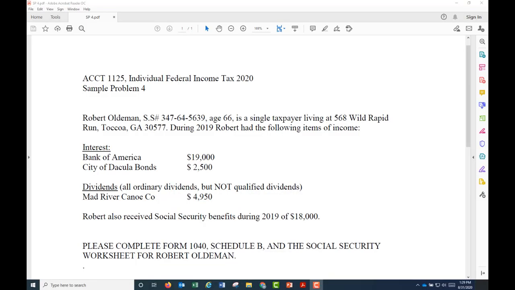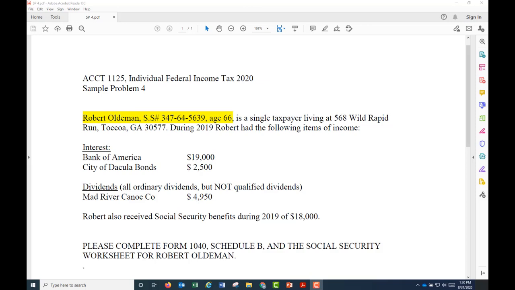The problem reads, Robert Oldman, age 66. Right away, what comes to mind? That the taxpayer is 66 years old, which means 65 years of age or older or blind. What's the second thing that comes to mind? He is entitled to an additional standard deduction amount.